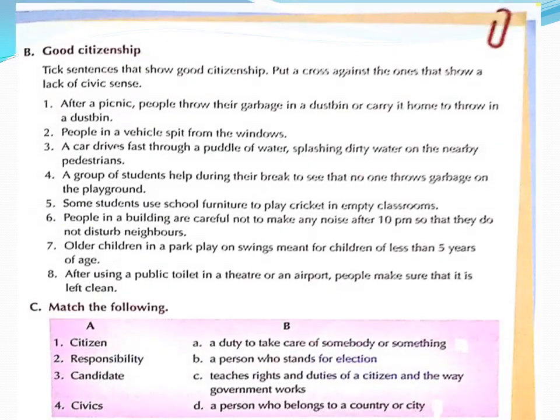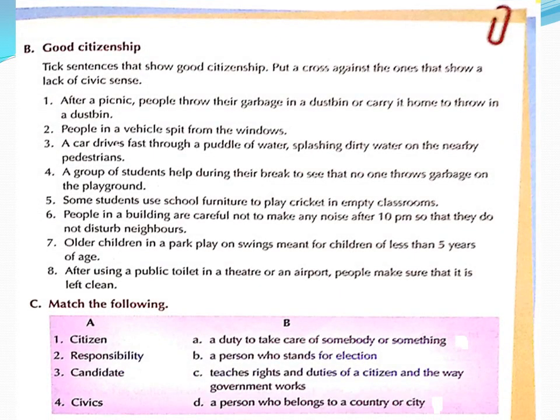Let us move to the next page, page number 37. Good citizenship. What will you have to do here? Tick sentences that show good citizenship. Put a cross against the ones that show a lack of civic sense. The first one. After a picnic, people throw their garbage in a dustbin or carry it home to throw in a dustbin. So what will we do here? This is not a lack of civic sense. This is a true example of good citizenship. Right? So we will put a tick beside this.